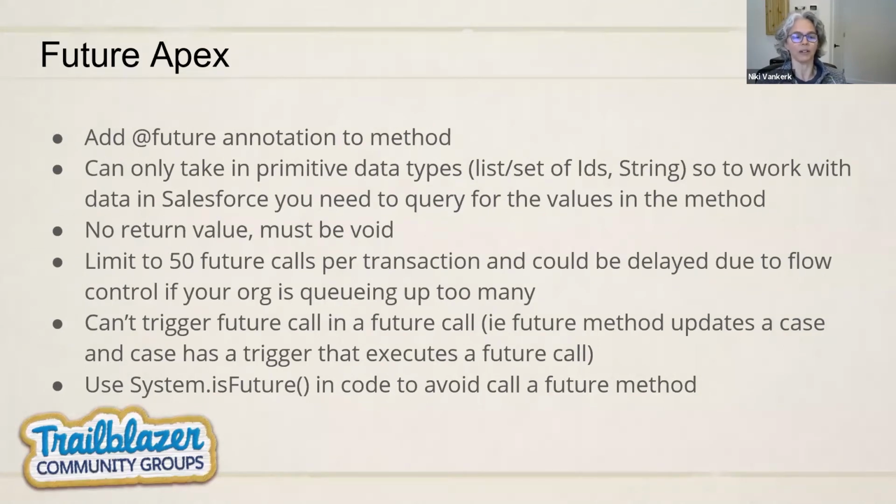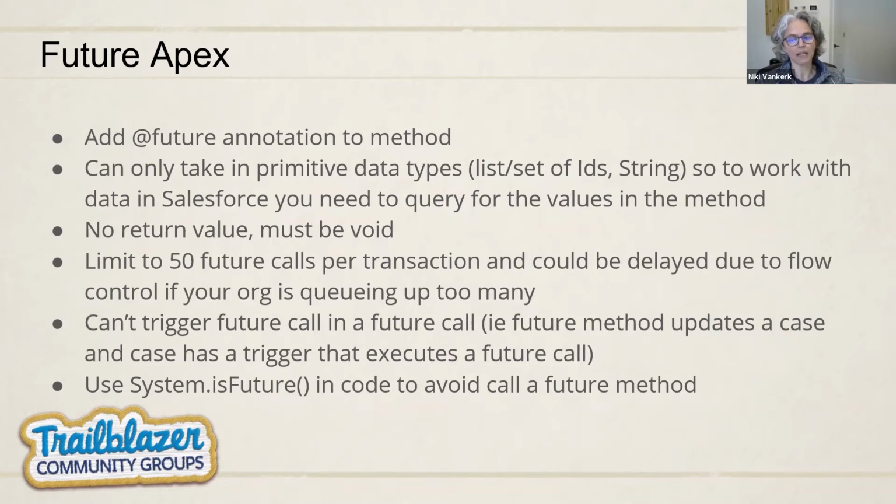For example, if you're in a trigger and inside a loop you're calling a future method, don't do that. Same as any kind of loop stuff, because if you had more than 50 records in that loop that need this call to be made, now you're going to hit your limit. So make sure it's not in loops.